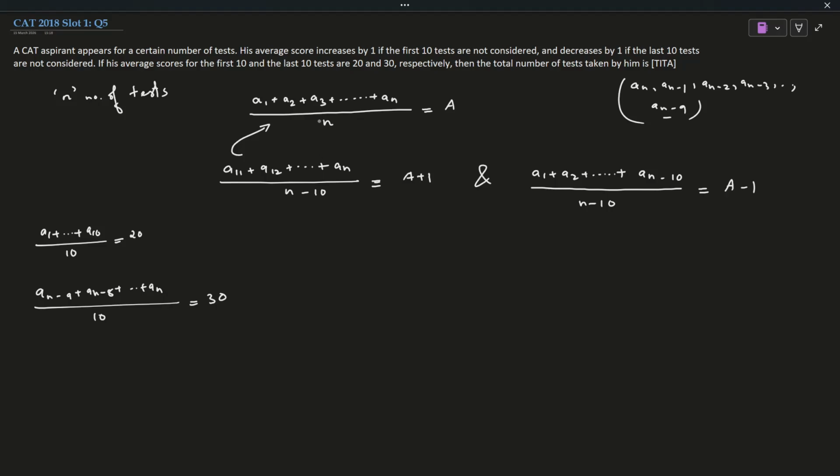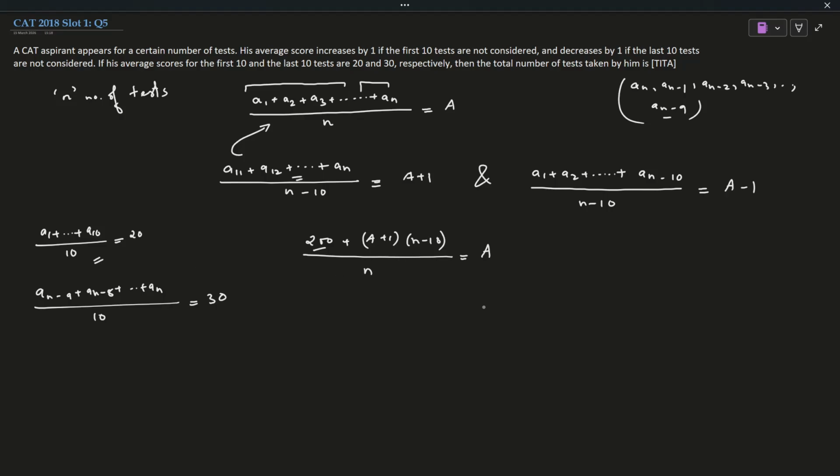So a1 till a10 will be 200, right? From here, the summation of the first 10 tests is 200. Then I will start with the 11th till nth. So from 11 till n tests will give me a plus 1 into n minus 10. This is the total sum of all tests divided by n is equal to a, right? Basically 200 is the summation of the first 10 tests. After that I have from 11 to n tests. What is the sum? I'm calculating from here.